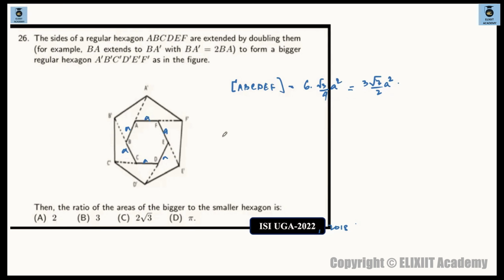Now we have to focus on the area of the bigger hexagon. Now regarding the area of the bigger hexagon, if this is A, then AB is extended to A dash. BA is extended to BA dash with BA dash to be 2BA. Meaning if this is A, then this will be also A, because we need a total of 2A. BA dash is 2 times of BA, meaning 2 times of A. So the total thing is BA dash will be 2A.